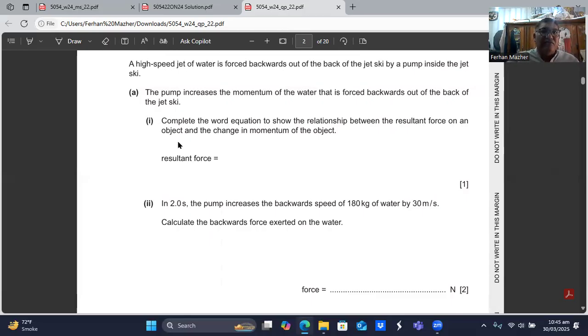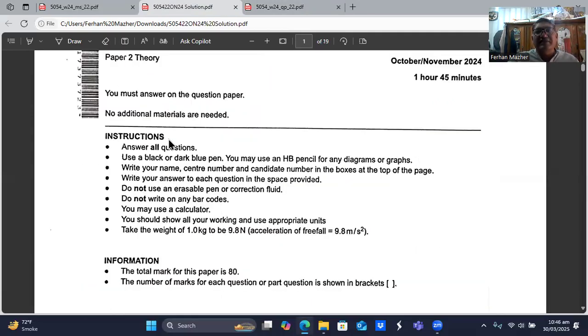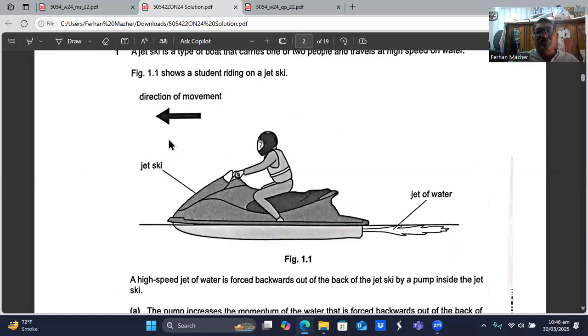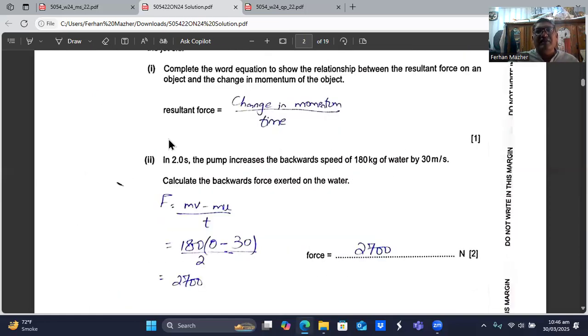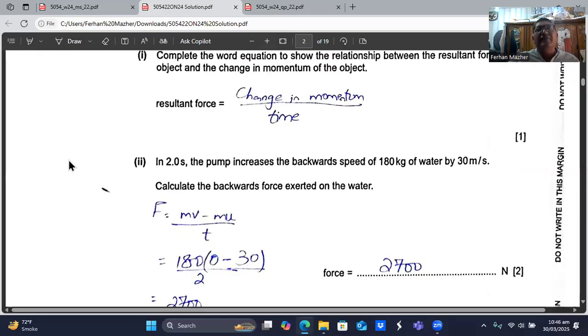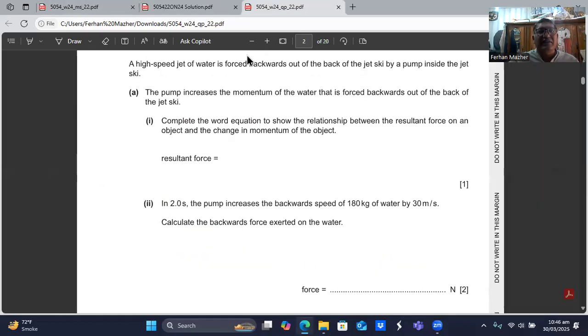Let me show you, the solution has been written by one of my students. Her name is Hajra, thanks to her. And the solution was written under my supervision. So here we go. They say the change in the momentum divided by time. Okay, so you can look at the marking scheme.